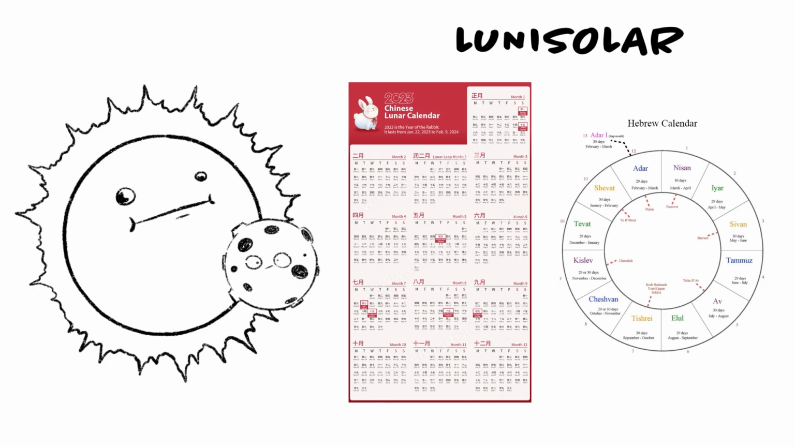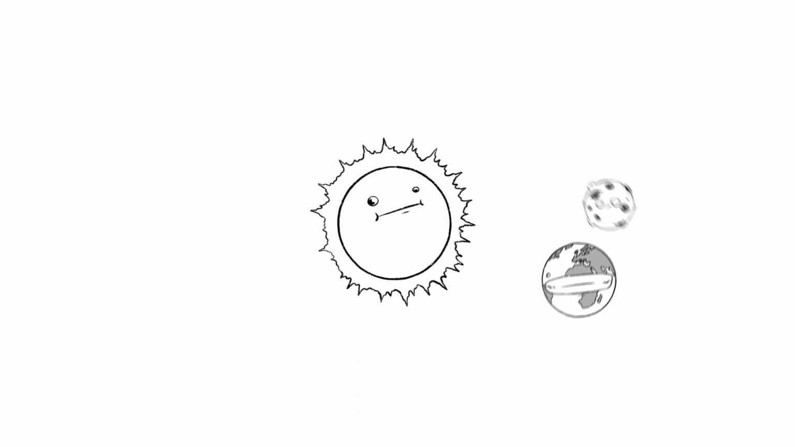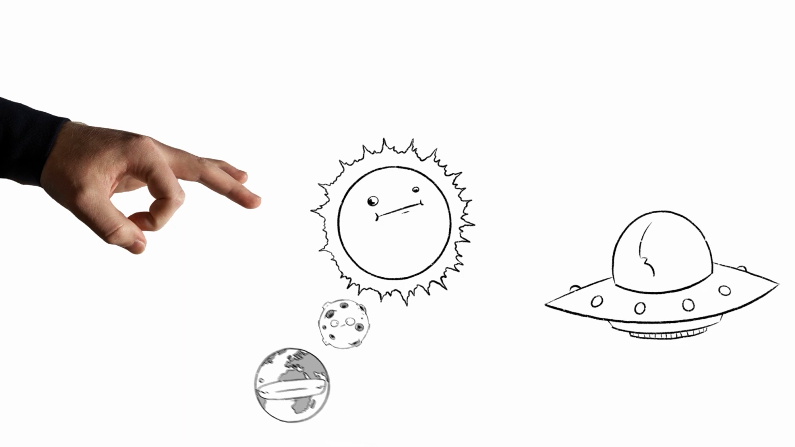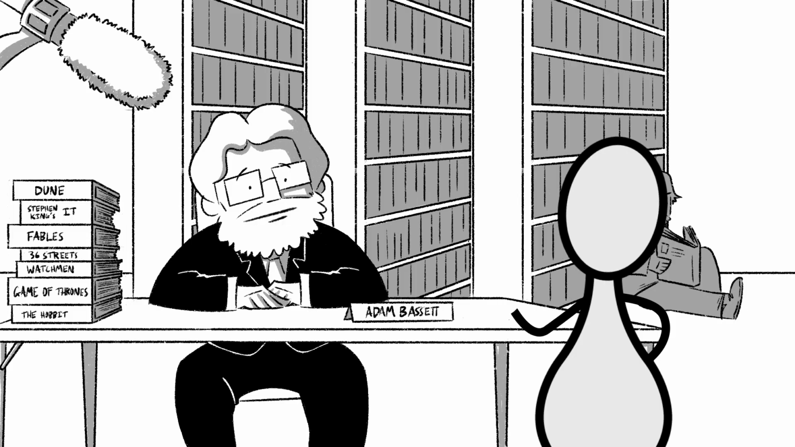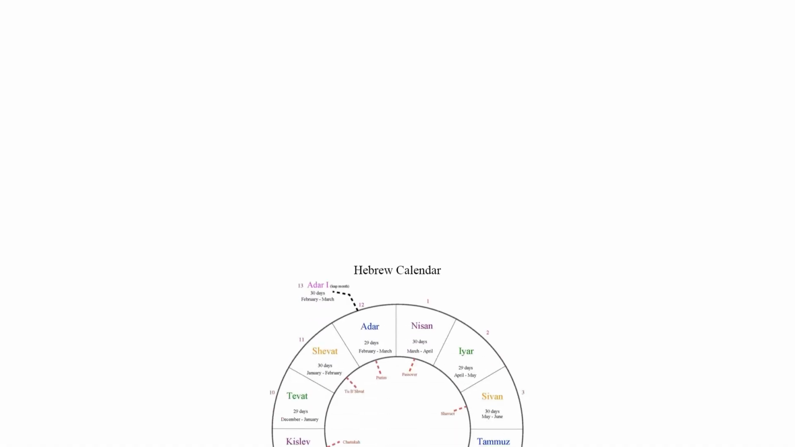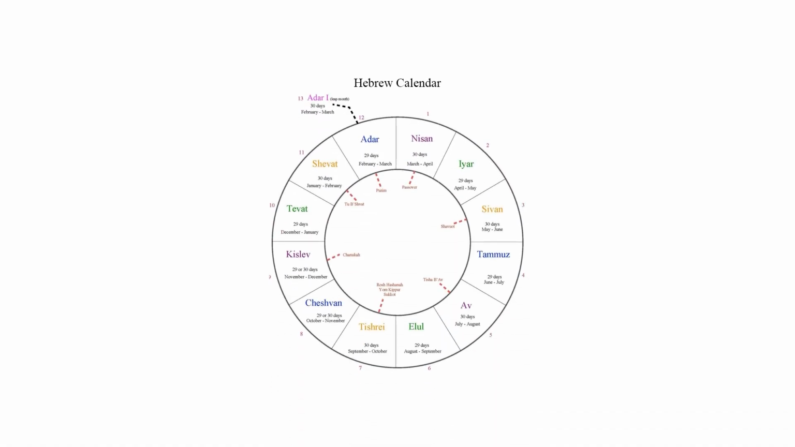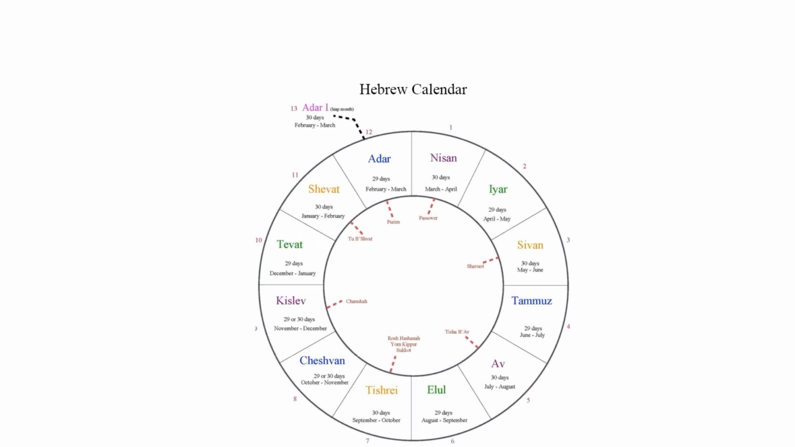Lunisolar calendars, like the Chinese or Hebrew calendars, track both the sun and the moon. It's their biggest strength and their biggest weakness. They're just a lot. Like, a lot. Yeah, lunisolar calendars tend to require intercalary months too, or leap months, such as this 13th month that sometimes occurs in the Hebrew calendar.